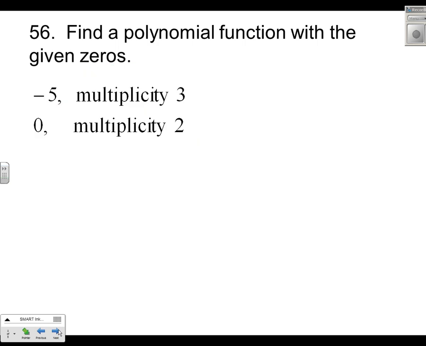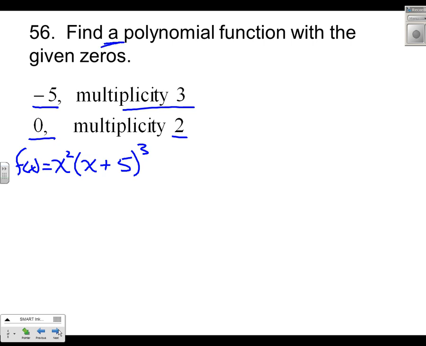Okay, find a polynomial function with the given zeros. Well, if negative 5 is a 0, then x minus negative 5 or x plus 5 should be a factor. But this is multiplicity 3 of those. If 0 is a 0, then x minus 0 or x is a factor, multiplicity 2, f of x equals. And that would be it.